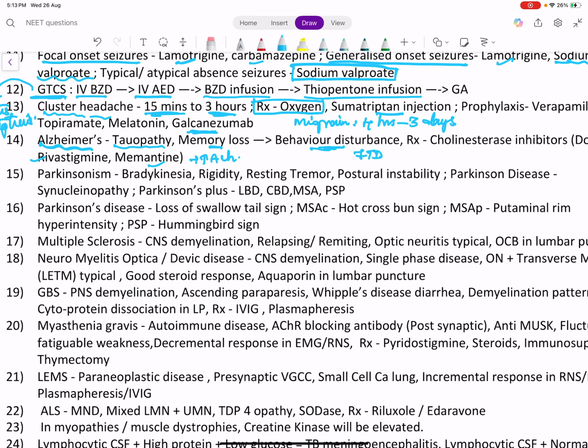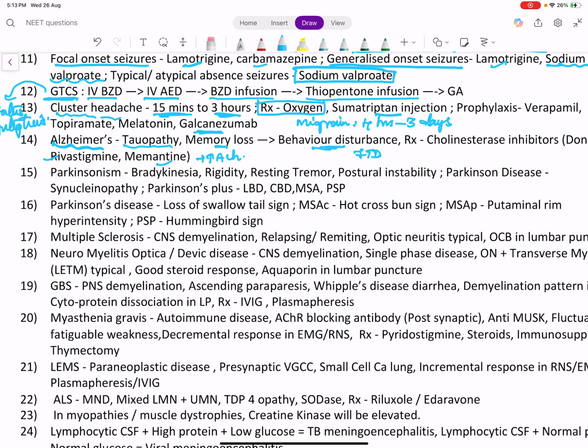Parkinsonism is a tetrad consisting of bradykinesia, rigidity, resting tremor, and postural instability. Parkinson's disease is one of the diseases which have Parkinsonism. It is a neurodegenerative disease where synuclein gets deposited.